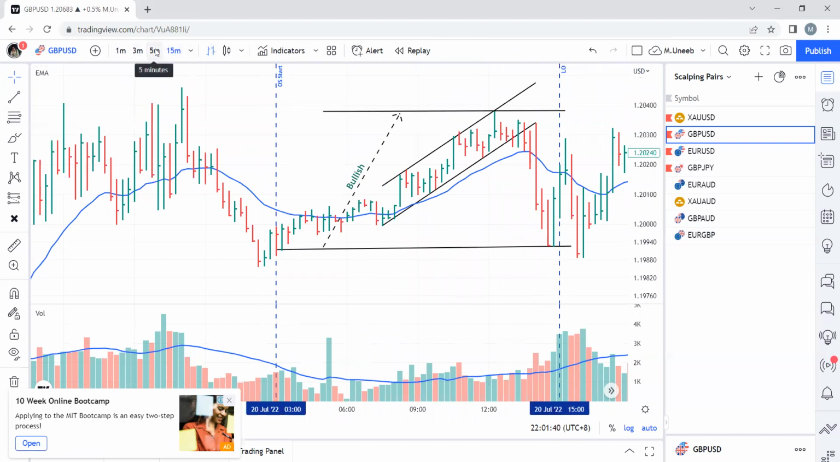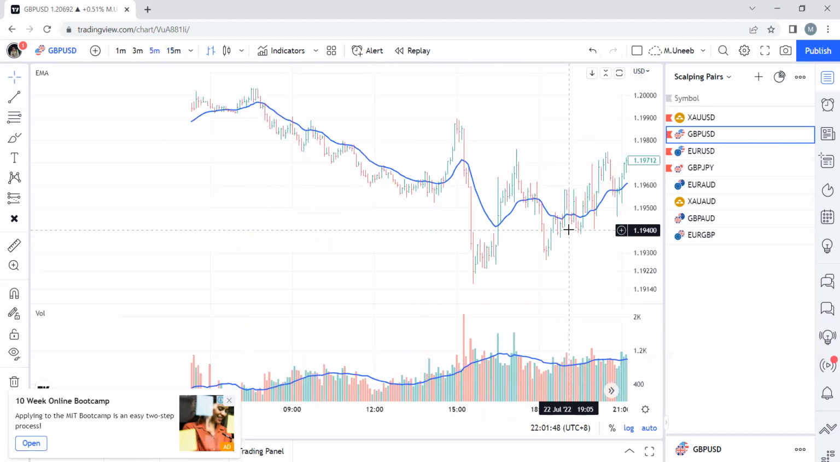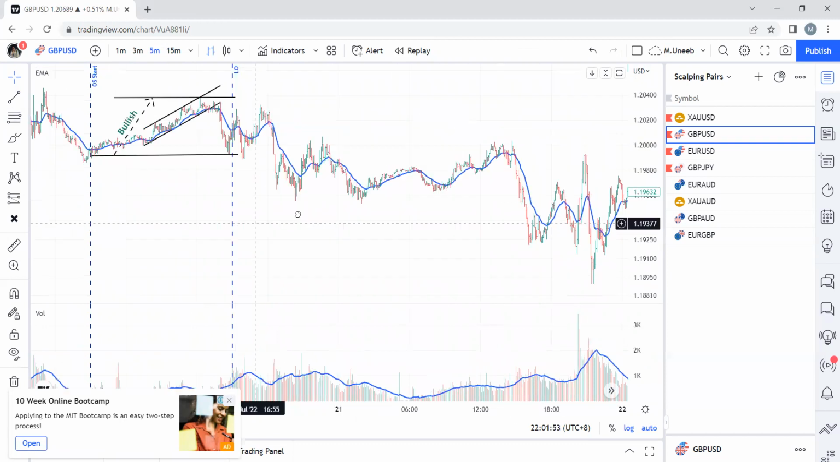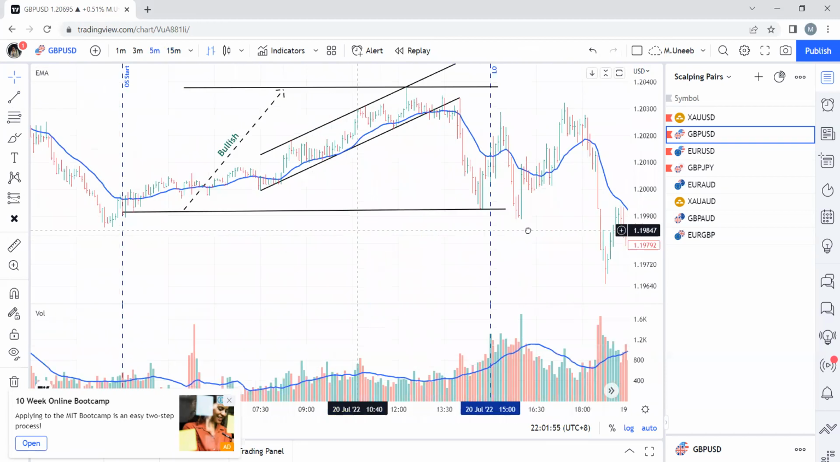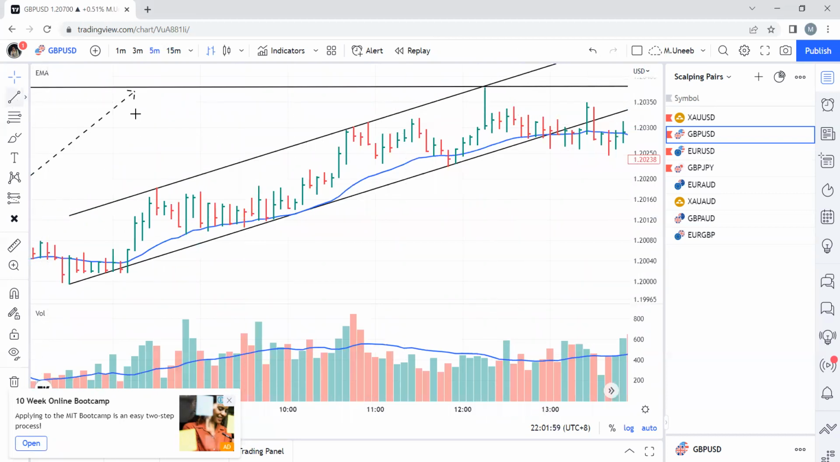Go to the 5-minute, and now before London Open, what do we see? Some kind of short overbought here. If you go to the 5-minute time frame, we can accurately spot it out. 20 July. Yeah, fine. But what do we notice here?